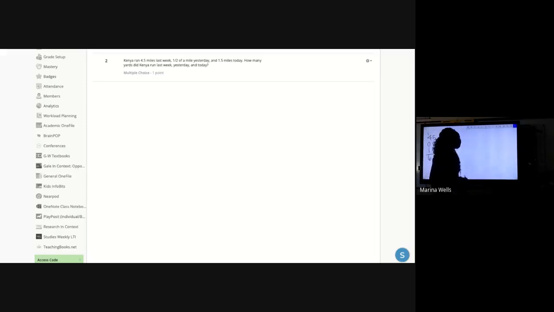6 and 5/10 of a mile is what she ran total from last week, yesterday, and today. Now, I want to know how many yards 6 and 5/10 miles is. So I would need to do what? So I know I can set up a proportion. I know that 1 mile is 1,760 yards. If I look at my conversion chart or my star chart, I can see that 1 mile is equal to 1,760 yards, right?